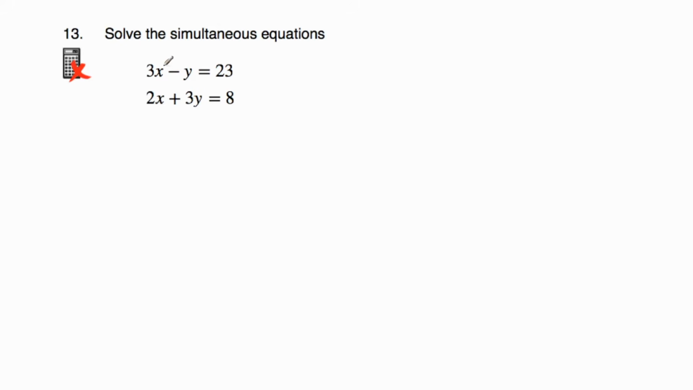So whenever I look at these equations, I can see I can cancel out the y's if I multiply the top equation by 3. So let's call this equation A and this equation B. And let's multiply equation A by 3, so 3 times A, and see what we get.